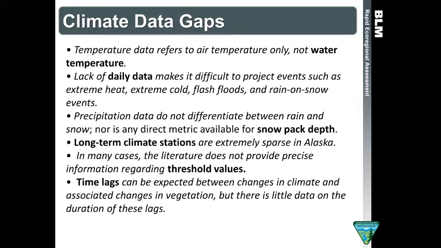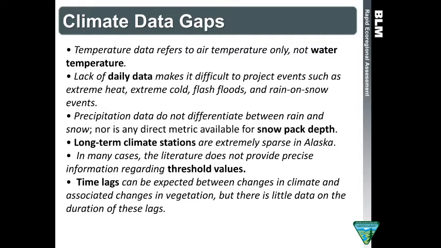And then precipitation data do not differentiate between rain and snow, nor is there any direct metric for snowpack depth. And that's a tough one. Again, we found ways to get around that, but we have essentially precip data or rainwater equivalents.